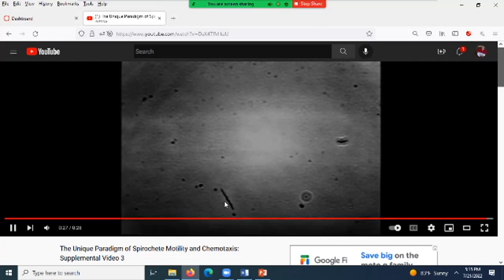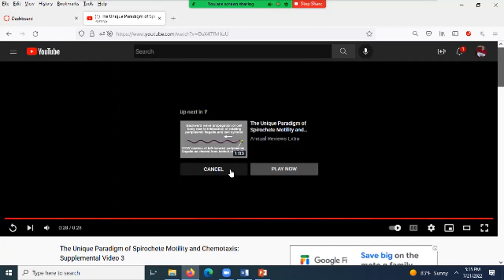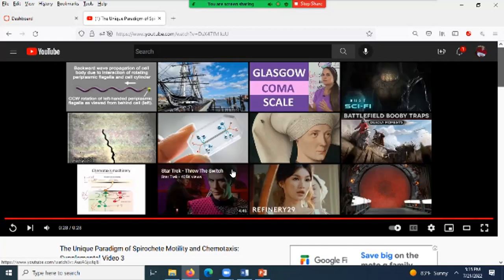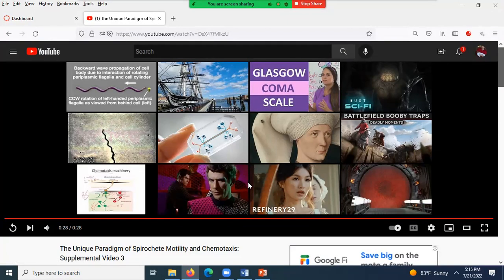The movement like this allows the endoflagella to actually burrow through a mucous membrane and maybe through human tissue as well, as long as the tissue isn't strong. It can't burrow through the skin, but it can burrow through the mucous membrane and through, what would it be, soft tissue, maybe inside your muscle.